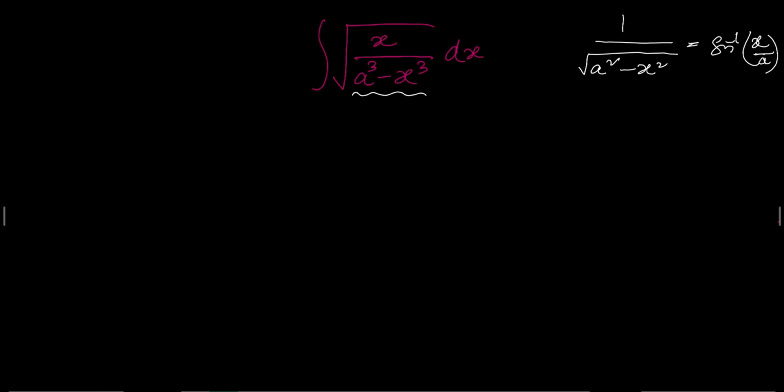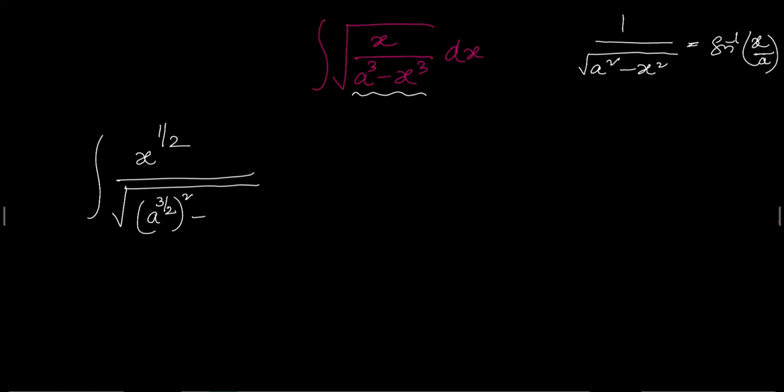So let's go ahead and see how we can do that. For that we'll say integral of numerator square root of x, we'll write it as x power 1 by 2, divided by square root of a cube. We have to write it as a perfect square. So we will say a power 3 by 2 whole square minus x cube. Again we have to make it a square. So we will say x power 3 by 2 whole square, and we have dx.